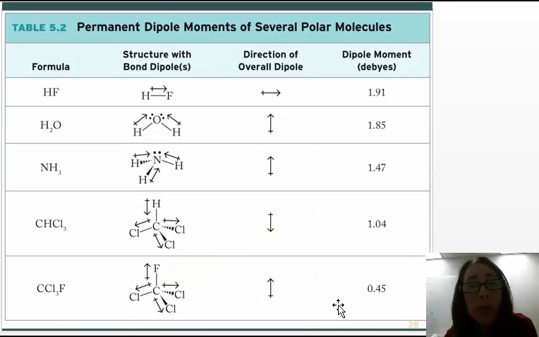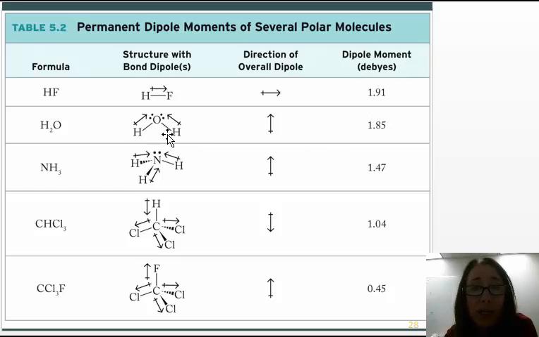And here are some examples of measured dipole moments for several different molecules, and then also listed is the directionality of the bond dipole moment. So if we look at HF, there's only two atoms here. This is a polar bond. Fluorine has a higher electronegativity than hydrogen, and this dipole moment is 1.91 D.